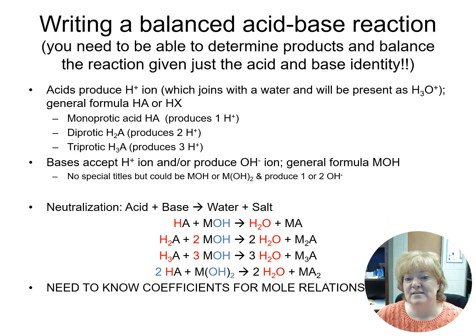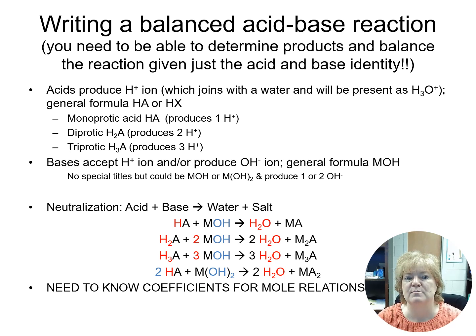All right, which brings us to the point. In order to get good coefficients, I have to have a balanced acid-base reaction. In Gen Chem 1, you learned about acid-base reactions. You learned how to predict the products of an acid-base reaction. You learned how to balance them. You learned how to get the net ionic equation of an acid-base reaction, of a neutralization reaction.